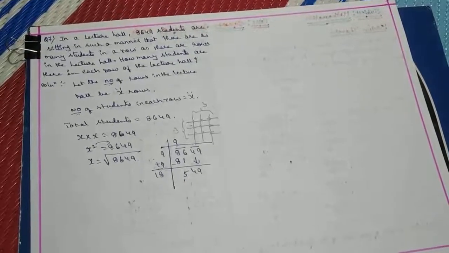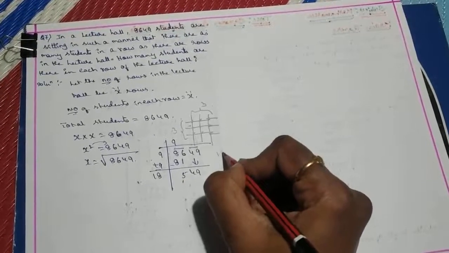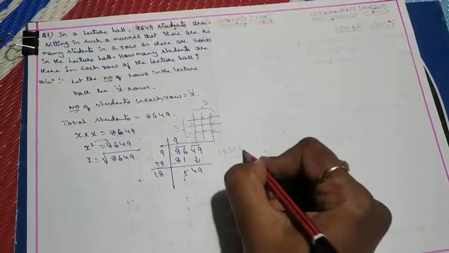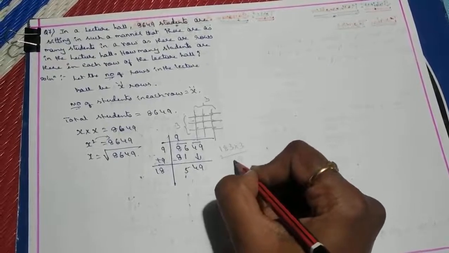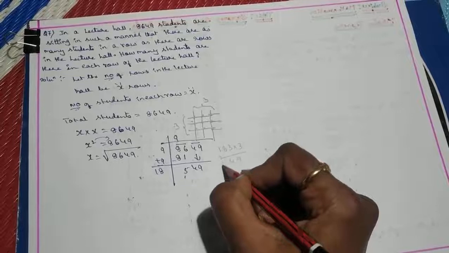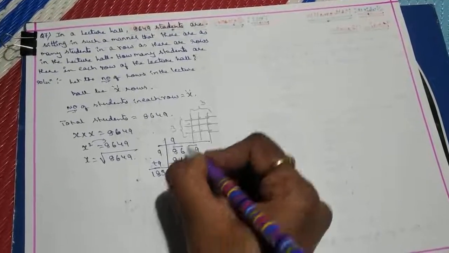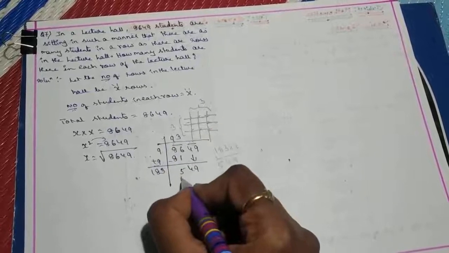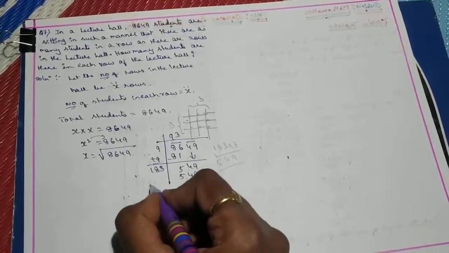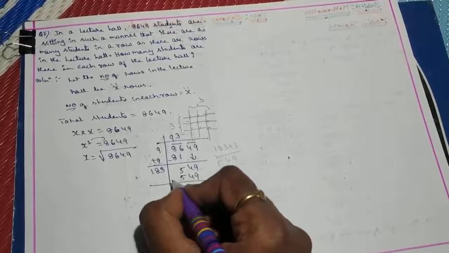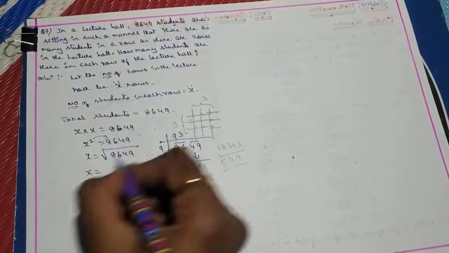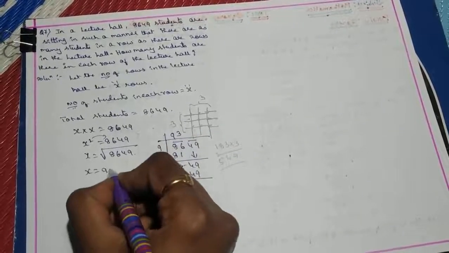So let me check with the 3 table. 183 into 3. 3 3s are 9. 3 8s are 24. 3 1s are 3, plus 2 is 5. Right? So it is equal to the number. So 3 times it gives 549, and the remainder is 0 here. So the x value is what we got in the quotient, that is 93.